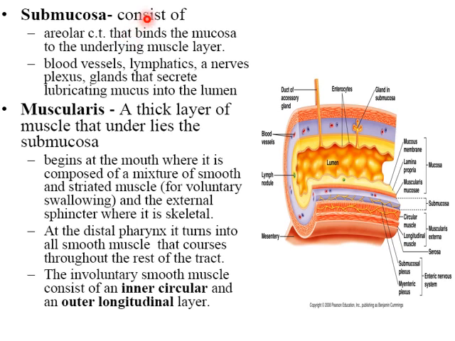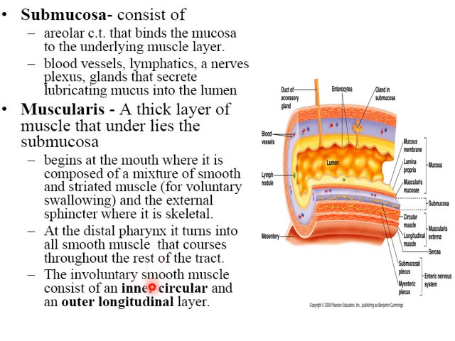Submucosa. It is loosely bound to the mucosa and the underlying muscle layer. It contains different blood vessels, lymphatics, nerves, and plexuses. And then you have muscularis. I told you we have external and internal layer, and this is the thickest of all the layers. It begins at the mouth, where it is composed of a mixture of smooth and striated muscles, and external sphincter, where it is skeletal. So from the distal pharynx, it turns into all smooth muscle that courses throughout the rest of the tract. So when we will be doing each part separately, starting from the pharynx up till the anus, we will be discussing each part separately.